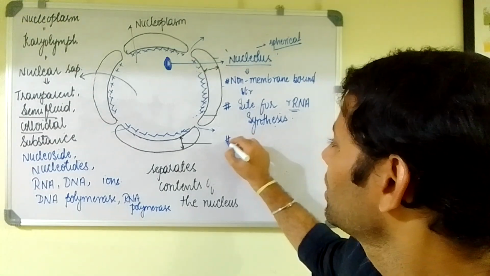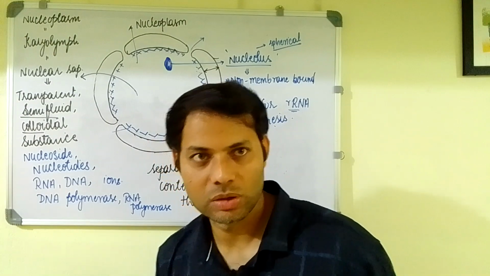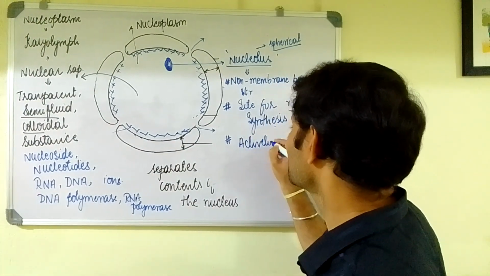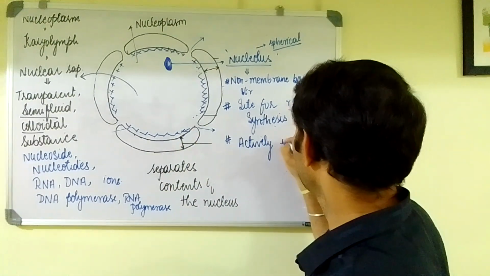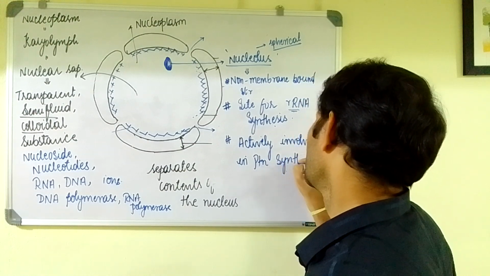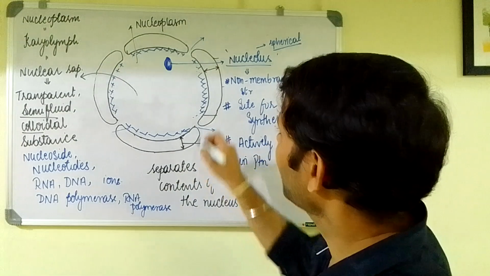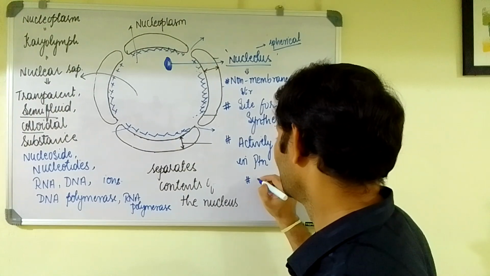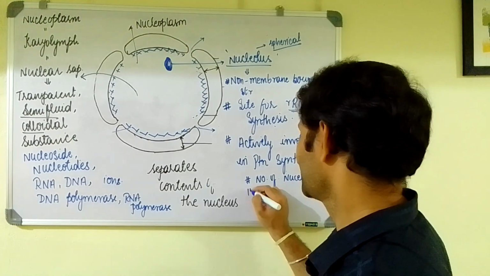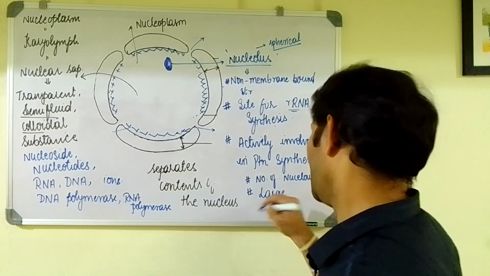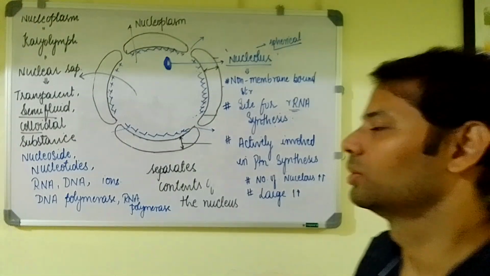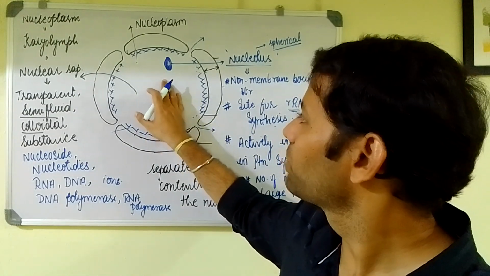Because ribosomal synthesis is happening here, if a cell is actively involved in protein synthesis, I am writing protein as PTN, in those cells two things. The number of nucleoli is more. Second thing, they are large in size also. The number of nucleoli is more, and they are large, in the cells that are actively involved in what synthesis? Protein synthesis. Okay. So this is about the nucleolus, which is also present in the nucleoplasm.